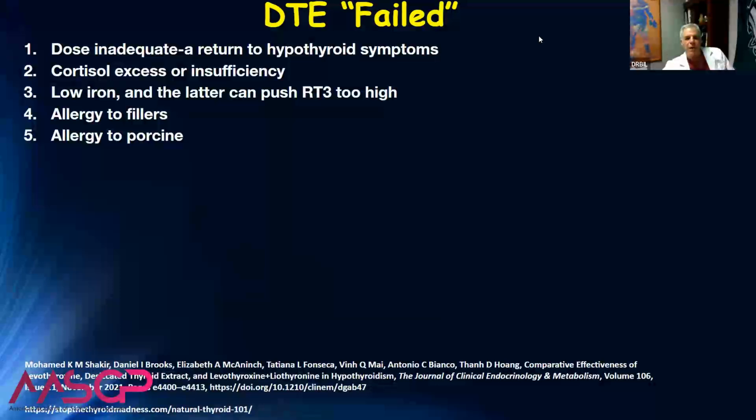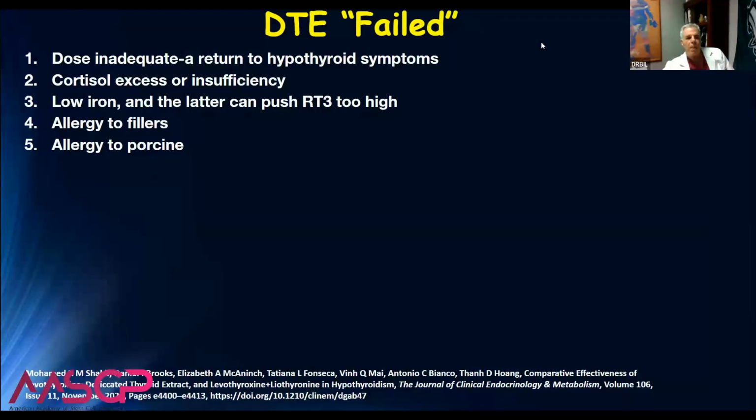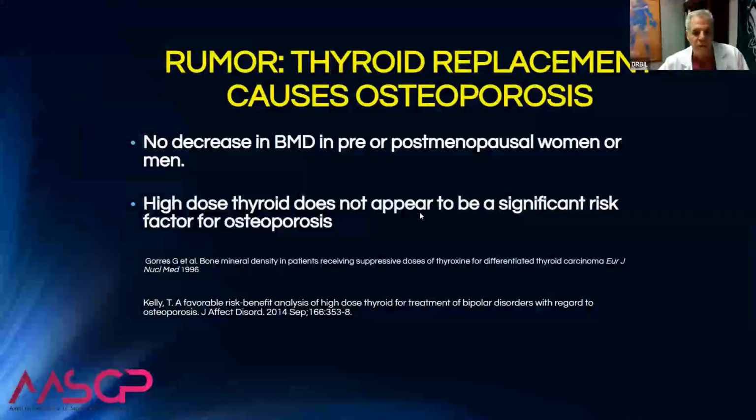Usually when it fails, we have inadequate doses or excessive cortisol, so you need to fix the cortisol also. Low iron can drive your body to make reverse T3 versus the free T3, the usable T3. And with Armour Thyroid, the fillers and the coating were changed a number of years ago, and unfortunately there's some gluten and dairy in it. The patient could also be allergic to porcine products. So it would be a reason for a failure.